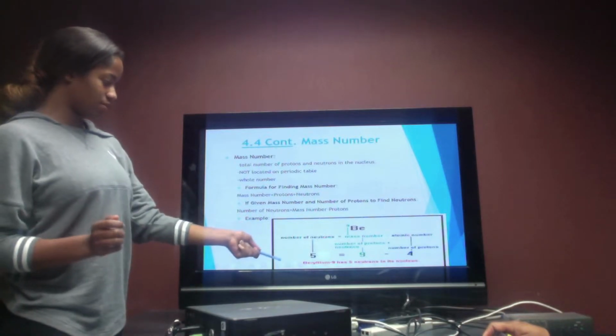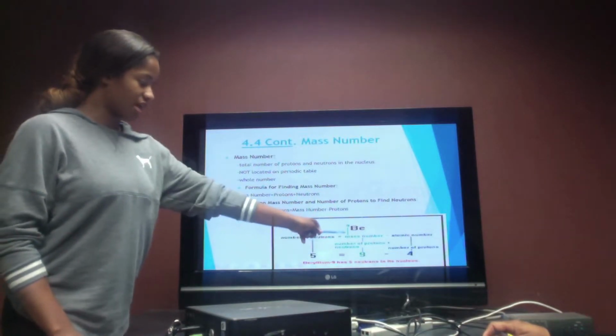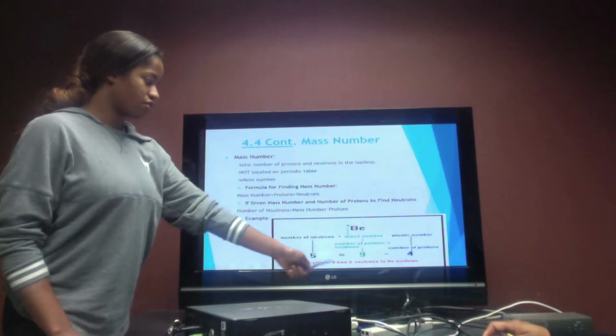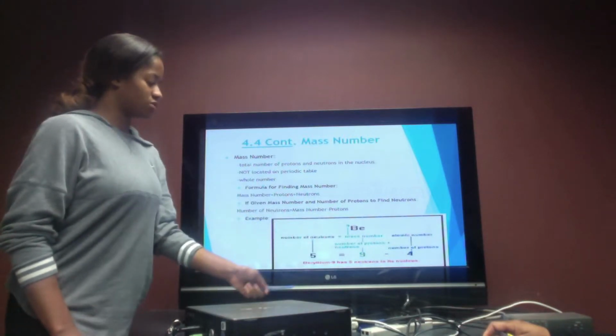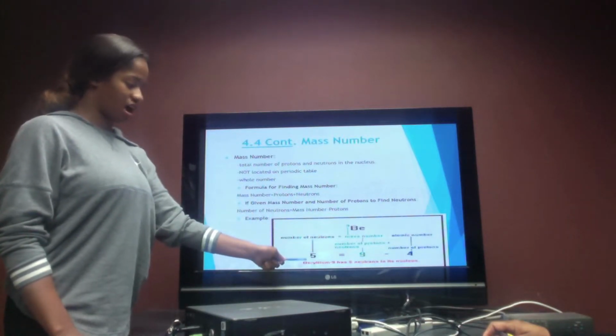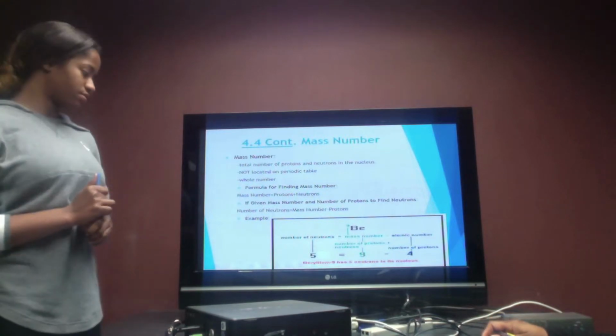This is just an example. If 9 is the mass number and 4 is the atomic number, you would subtract 4 from 9 to get 5, which is the number of neutrons.